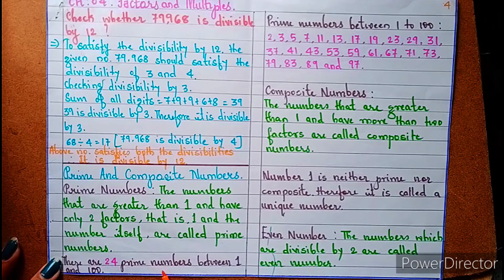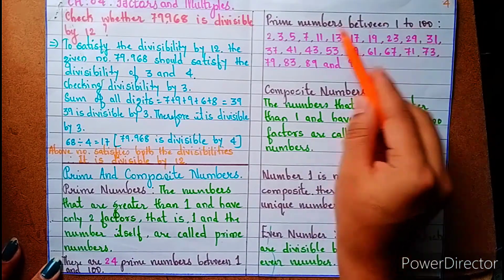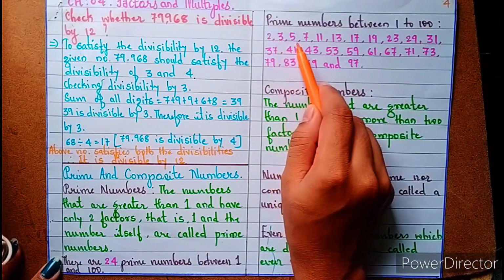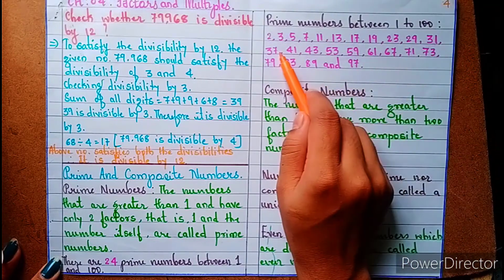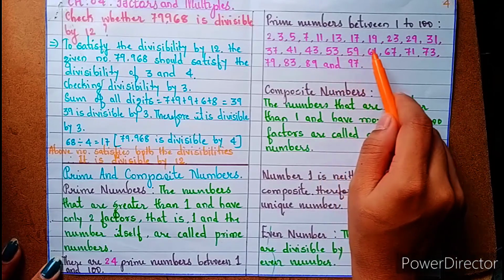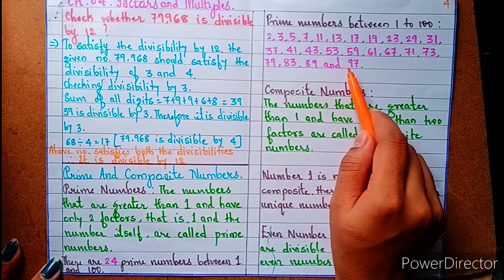Between 1 to 100 there are only 24 prime numbers, and the prime numbers are listed here: 2, 3, 5, 7, 11, 13, 17, 19, 23, 29, 31, 37, 41, 43, 53, 59, 61, 67, 71, 73, 79, 83, 89 and 97.